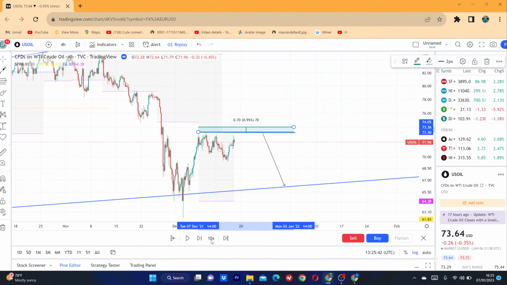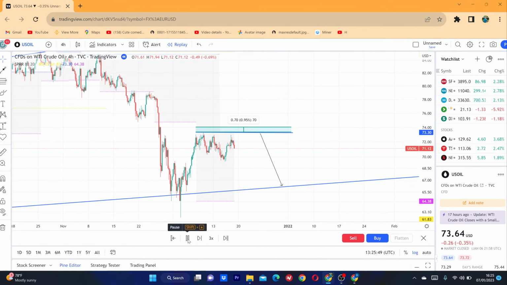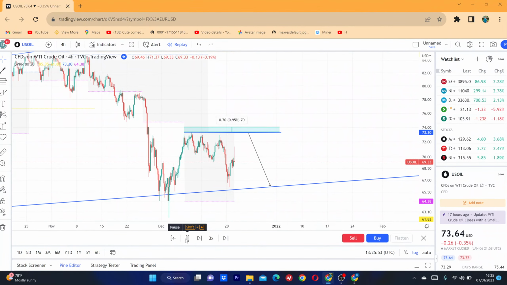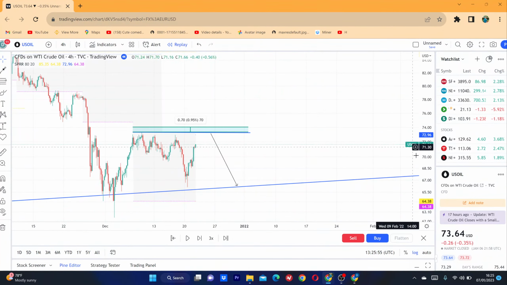So let's play, and I'm going to go 3 times speed so that we can see over here. So let's see what happens. You can see it reversing back. So you can see it actually almost touched this point.